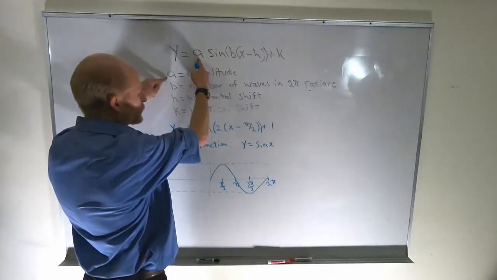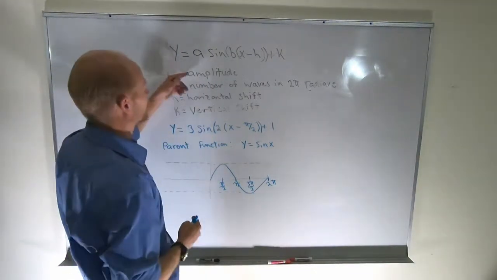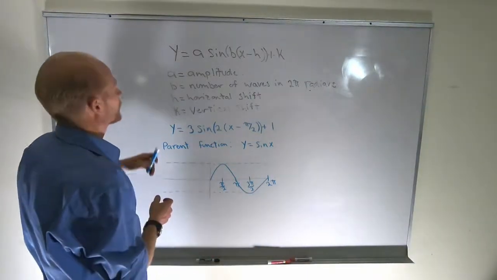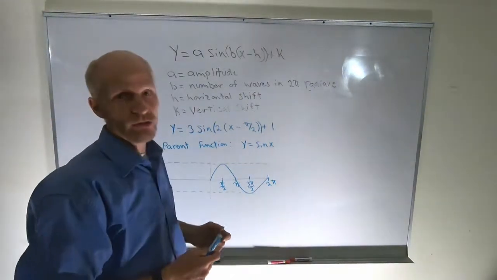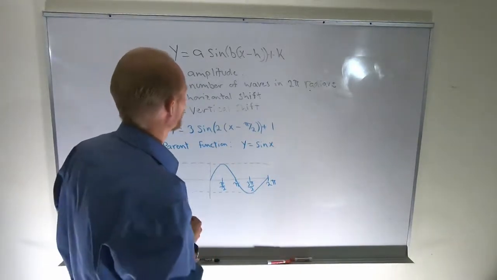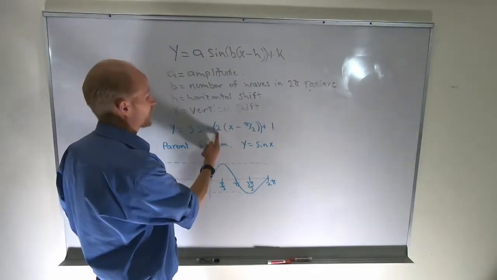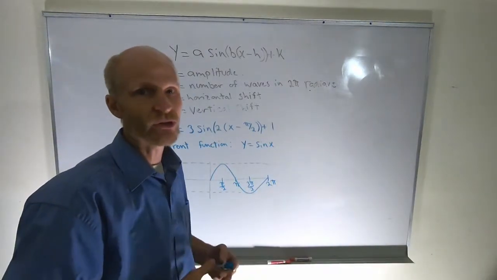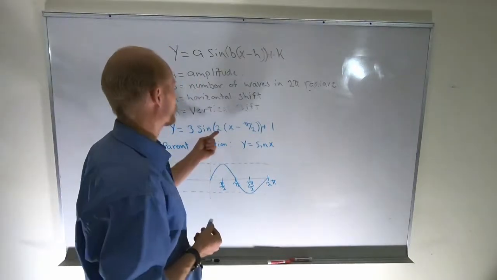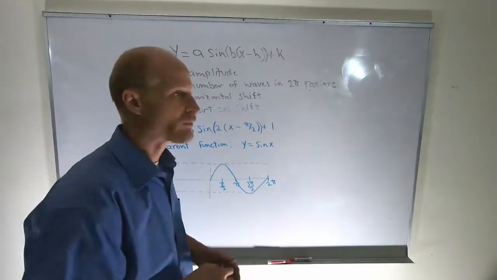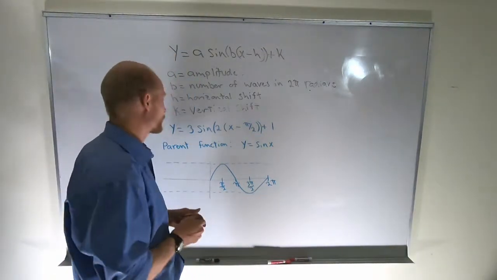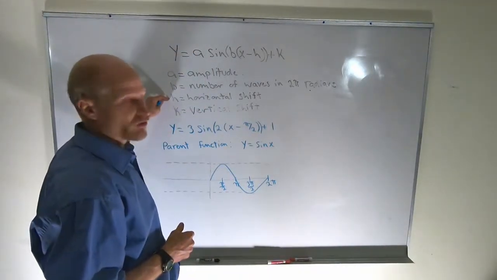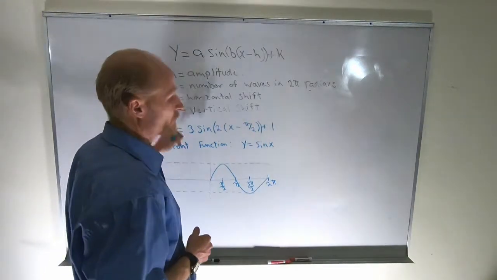A is your amplitude. That's how far it goes off your center line, upward or downward. B is the number of waves it goes in 2 pi radians. So if you have a b value of 2, it's going to go through 2 waves in 2 pi radians. If it were 3, it would go through 3 waves in 2 pi radians, and so on and so forth. All right, h is your horizontal shift, k is your vertical shift.